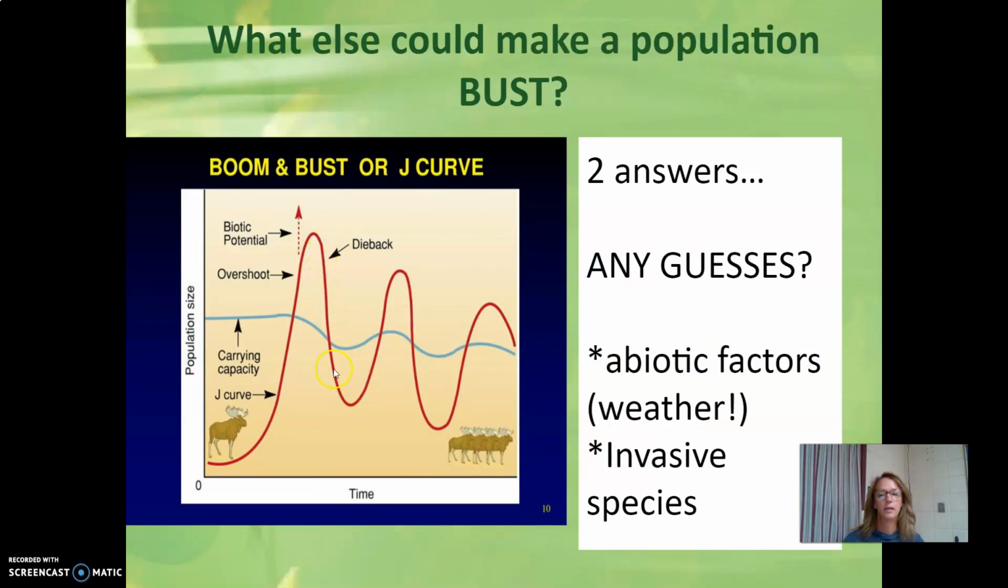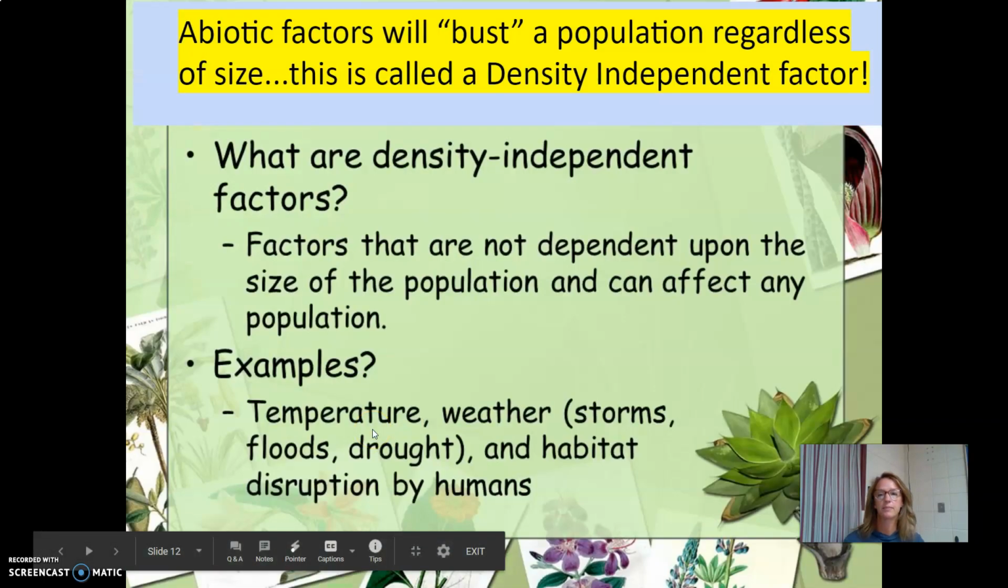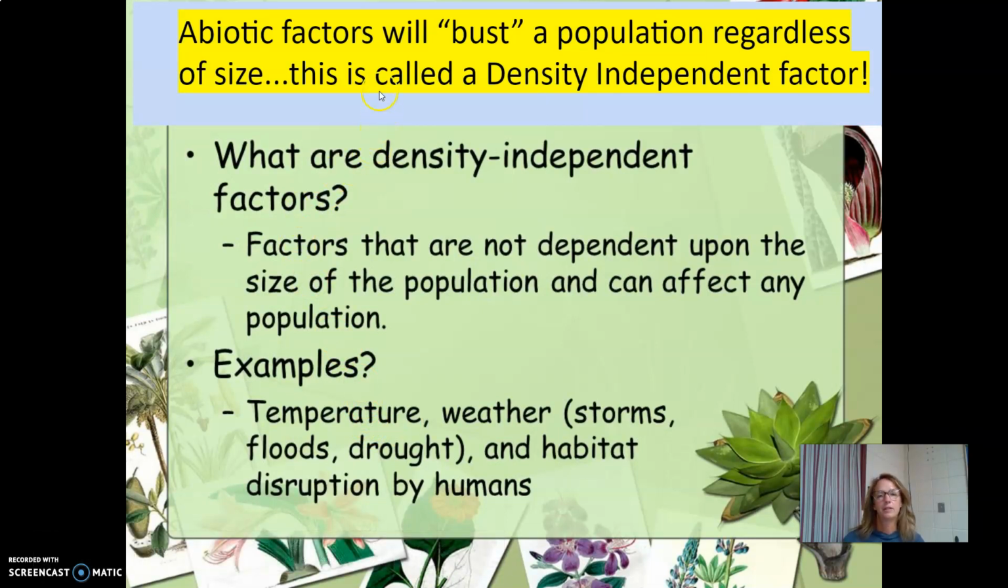It will do these big, huge diebacks, which we call a bust, because of abiotic factors or invasive species. Okay, so abiotic factors that can cause a population to bust are called density independent because it doesn't matter how dense a population is. Weather will come in and wipe out everybody, whether the population is high or low.